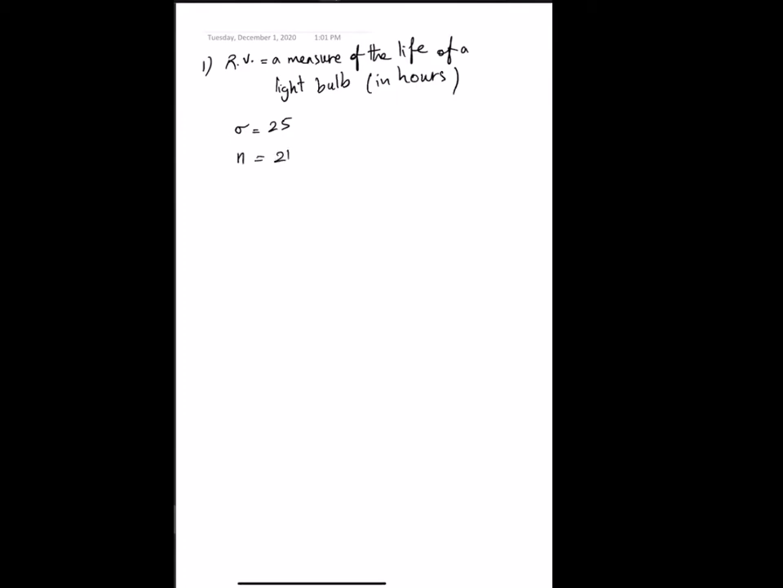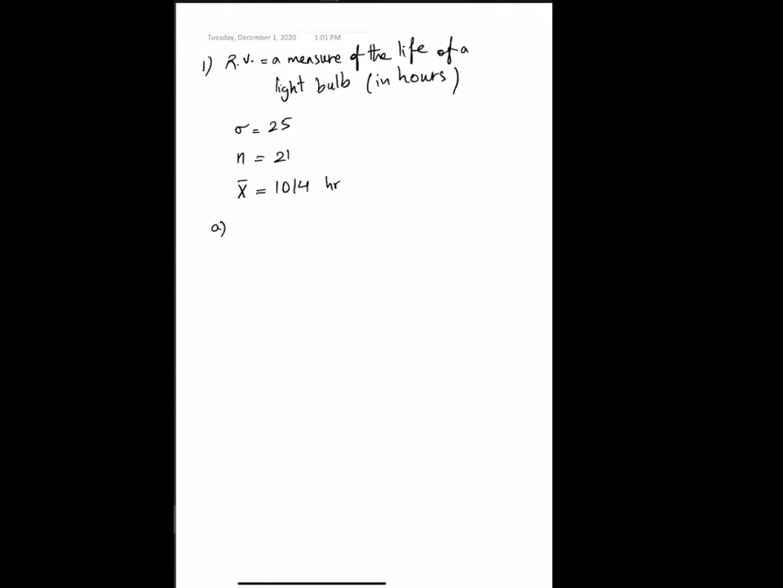We take a sample of size 21 bulbs, and the average of this sample in terms of the life of the light bulbs is 1014 hours. So X bar is the notation that we use for the average of the sample, 1014 hours. And in part A, we want to construct a 95% two-sided confidence interval for the mean life, for the average life of a light bulb.